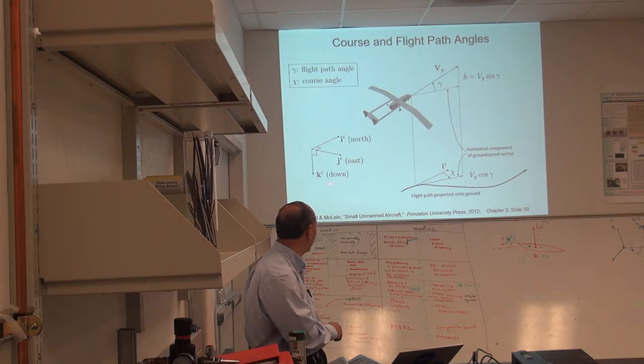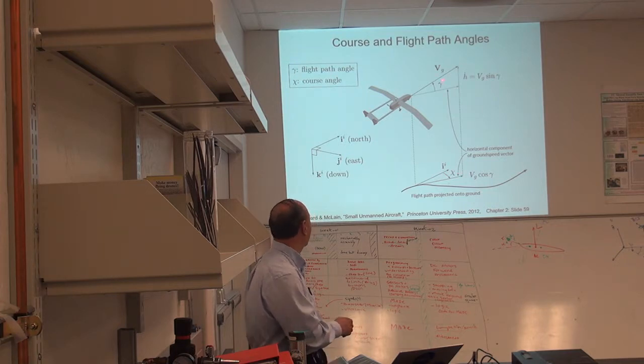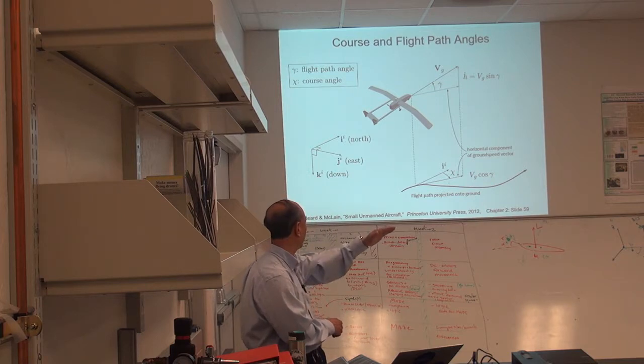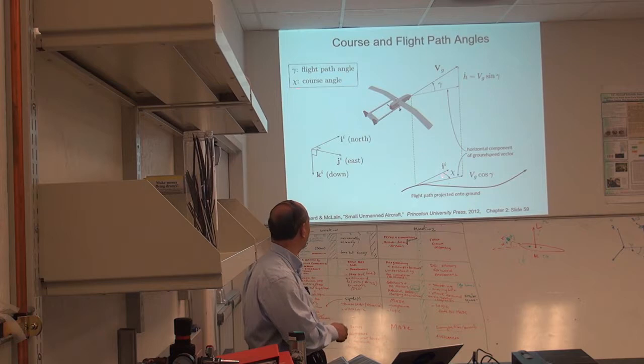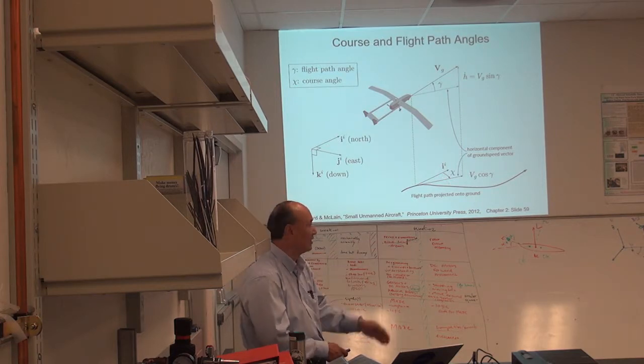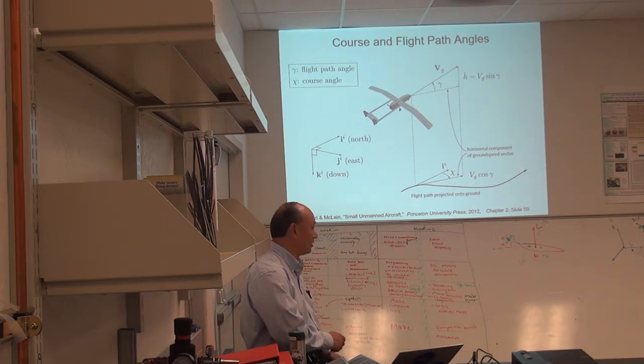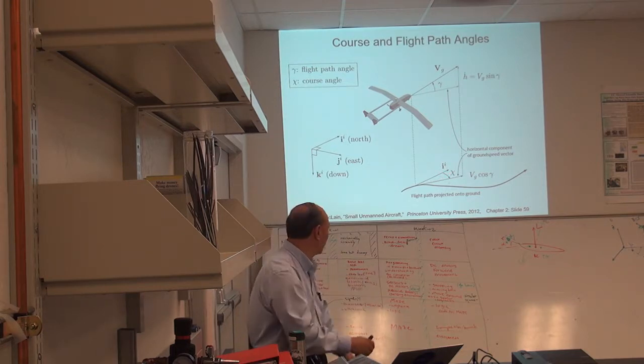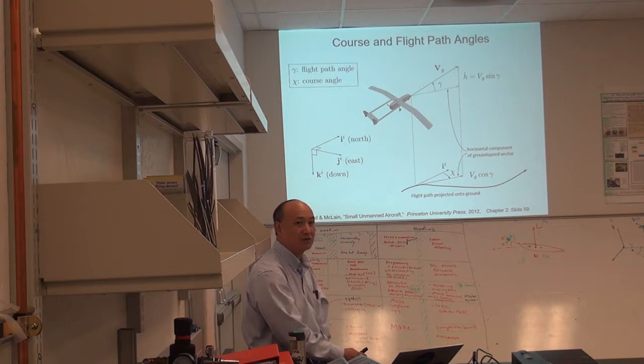Remember, NED is like that. I is inertial, so you have this. So that gamma is called the path angle, okay? Gamma is called the path angle, okay? And psi is called the course angle. It's off course, on course, right? When this guy is zero, it means you're exactly following the course, right?